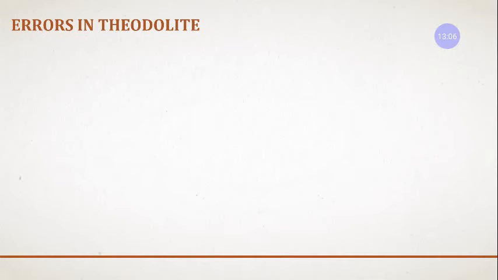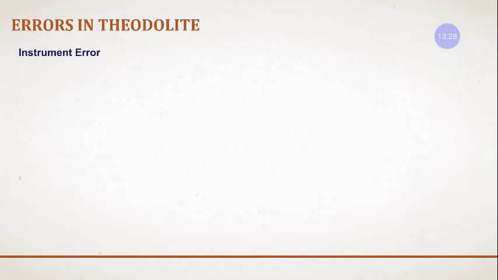This is how you are going to measure the deflection angle on the ground. So what is the deflection angle and how to measure it on the ground, you must have understood now. Next we'll go to the errors in the theodolite. We'll try to understand what types of errors happen in the theodolite and how to overcome them.